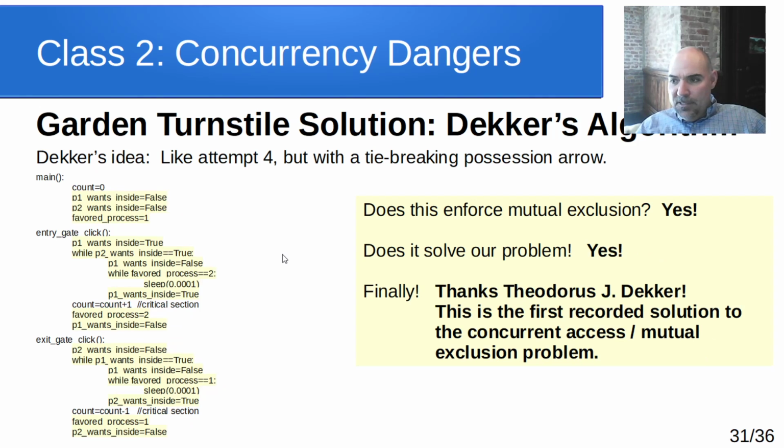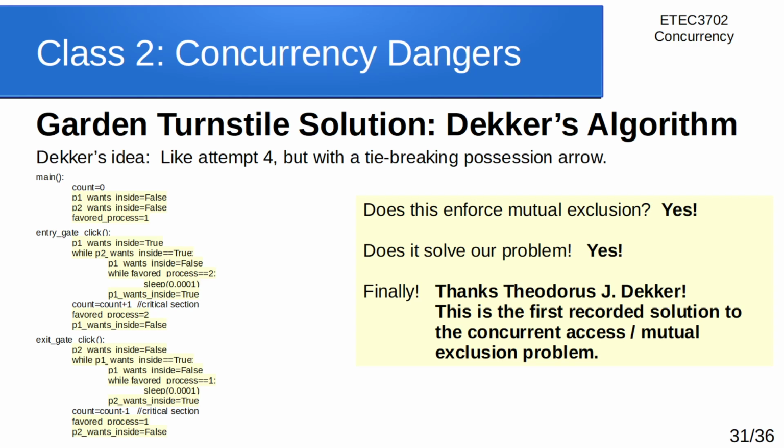Now this one is called Dekker's algorithm. Dekker's idea was to use something similar to what we did in attempt 4. But instead of lowering the flag while we wait, his idea was to make a tie-breaking possession arrow for when they get there at the same time. In other words, if both of them want access to that critical section, then we have this possession arrow that says who gets to go first.